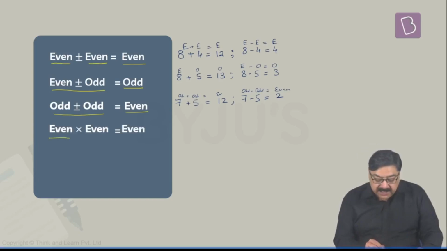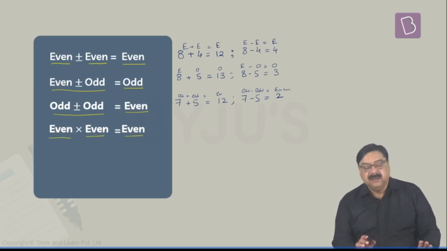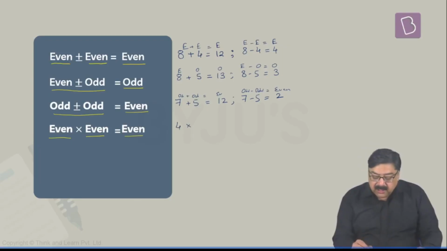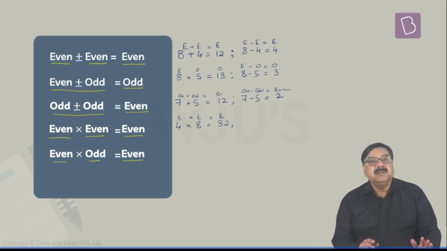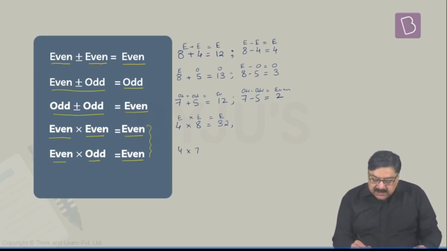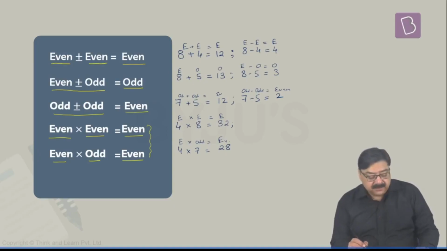Look at the multiplication between them. Even into even will always be even. That is 4 into 8 will give us 32. So, even into even gives us an even quantity. Also, even into odd is even. Now, what do you learn from here? That if at all, in multiplication of n number of numbers, even if one number is even, the result is going to be even. So, 4 into 7 is 28. So, this is an even number multiplied with an odd number. It gives us an even number as a result.